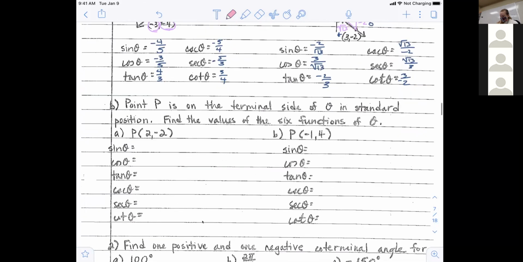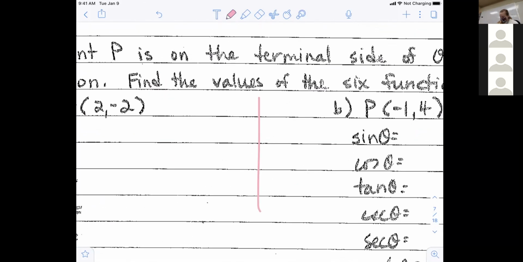So point P is on the terminal side. Find the values of the 6 functions of theta. P is at (2, -2). Since we walked through this, I'll do most of the talking. I know that's not best teacher practice, but that's what we're going to do. (2, -2) would be over here somewhere in quadrant 4.